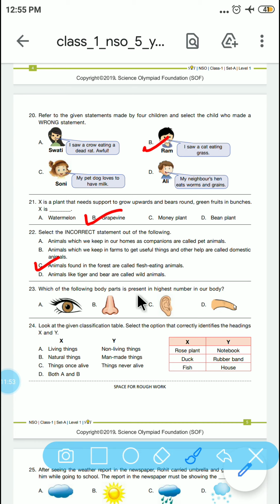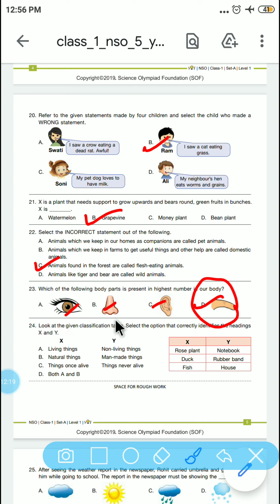Which of the following body parts is present in the highest number in our body? Like, we have one nose, 2 ears, 2 eyes, but 10 fingers. So the highest number will be of fingers. So the correct option is option D.